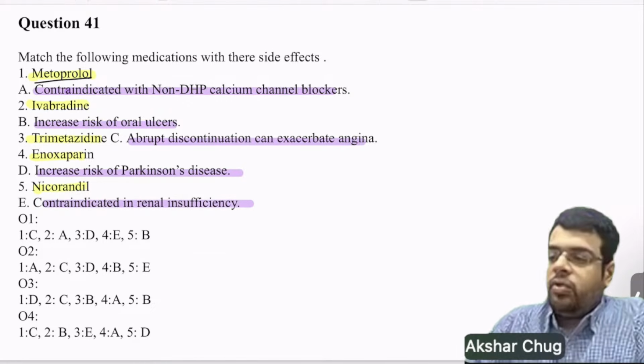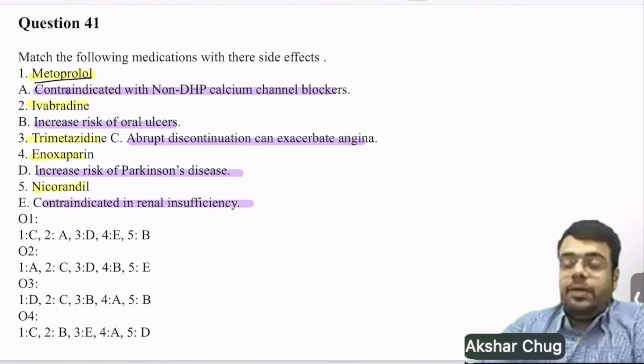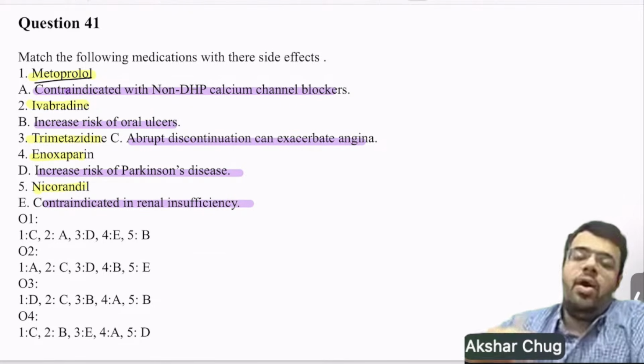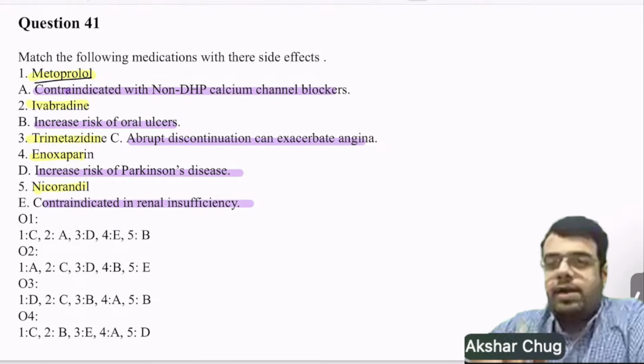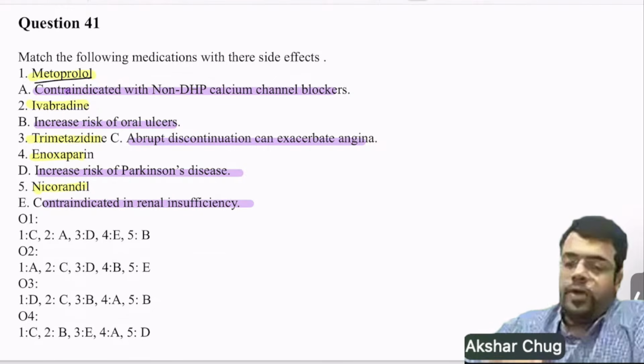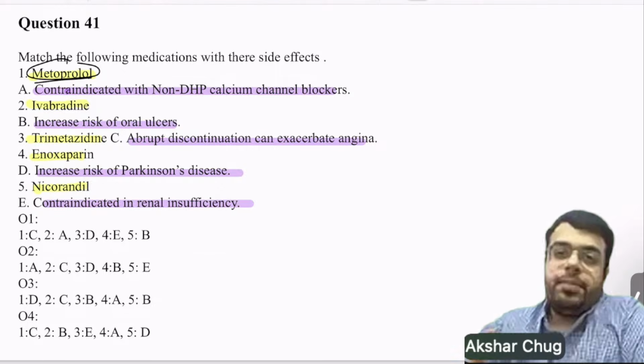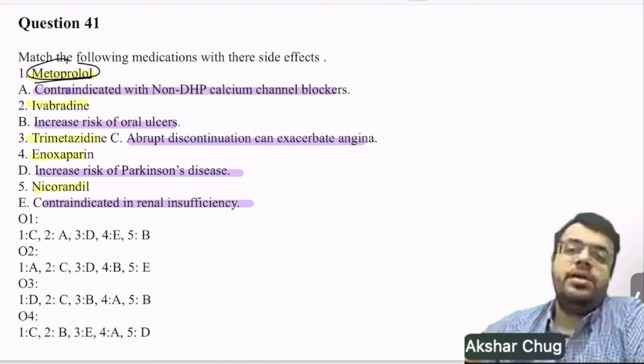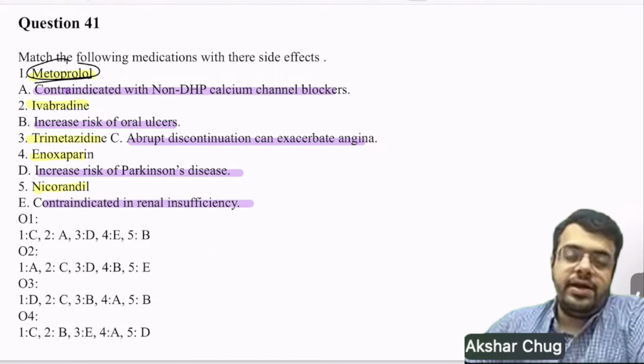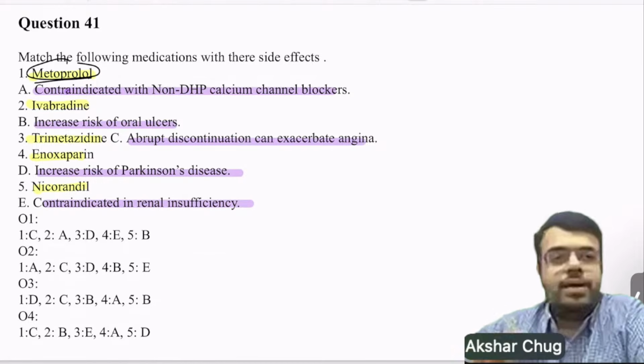Now, in such questions, which are tricky questions, we need to identify one or two of the options in which we are 100% sure. For example, in case of metoprolol, abrupt stoppage of a beta blocker will result in exacerbation of angina. Now let's understand the physiological mechanism behind this effect.